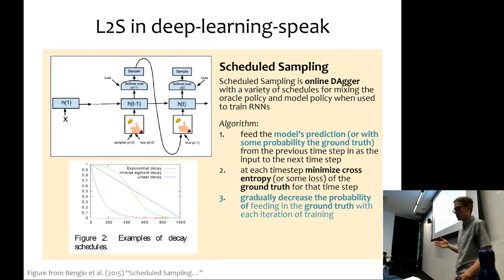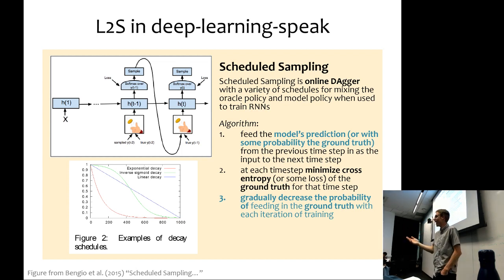And so if you look at scheduled sampling, what you'll find is the reason that it's called scheduled sampling is that you can have different schedules, like the ones that we talked about for different sequences of beta values, trading off the mixture of the oracle policy and the model policy. And you can see the red line is showing the exponential decay that we showed. If you use that, it gets you back exactly an instance of DAgger.